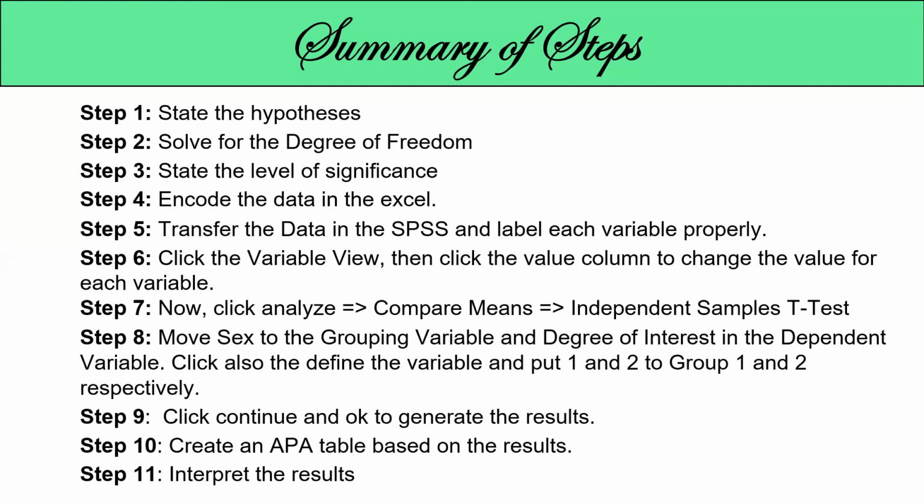But always remember, this varies depending on the context of your research problem. Your grouping variable is, of course, the grouping variable of your study, and the dependent variable is also the dependent variable of your own study. So this may differ. I think that's step number 8. And step number 9 is you click Continue and OK to generate the result. Step 10 is create the APA table. And step 11, you interpret the result.